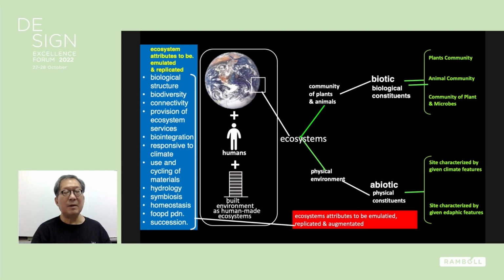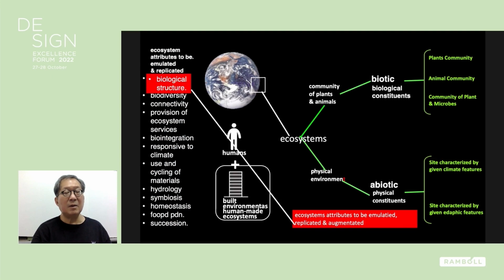but not a disparate environment as it is today. And so I started to look into each of these as properties of ecosystems to find out how we can interpret this by design. So that, in a nutshell, is what I'm trying to do in my work. How to emulate, replicate, and augment the built environment, the existing built environment, and remake it so that it becomes part of the natural environment.